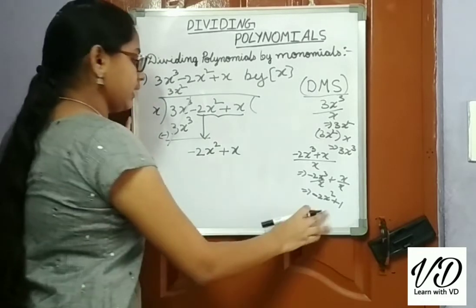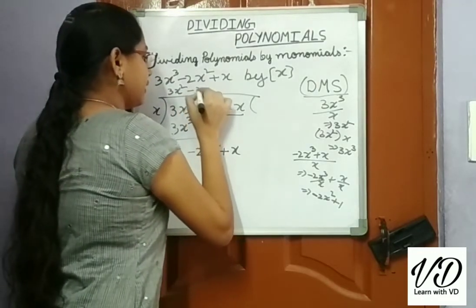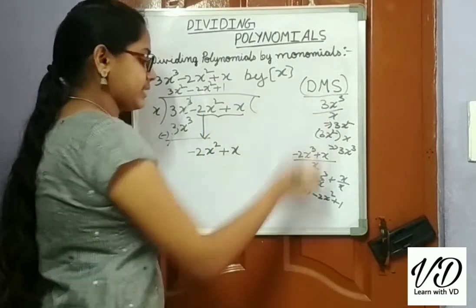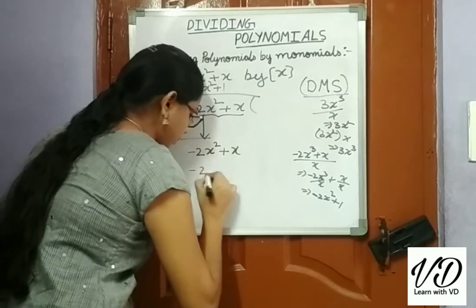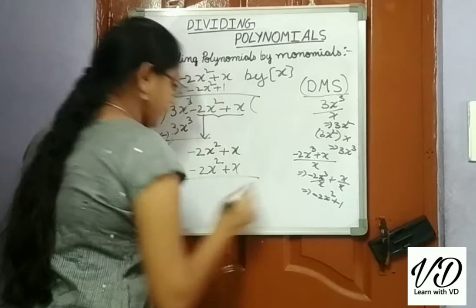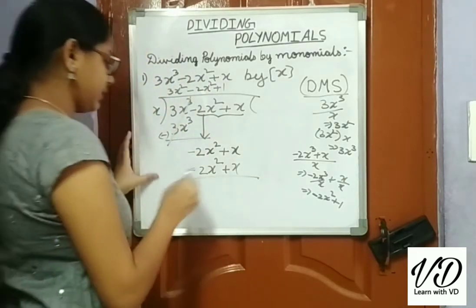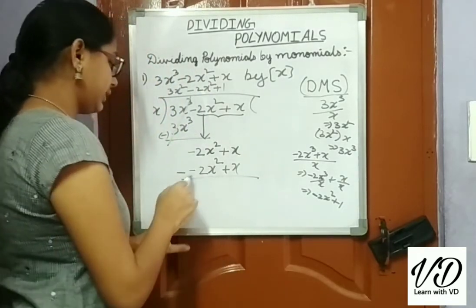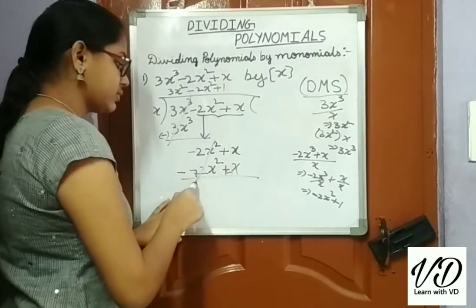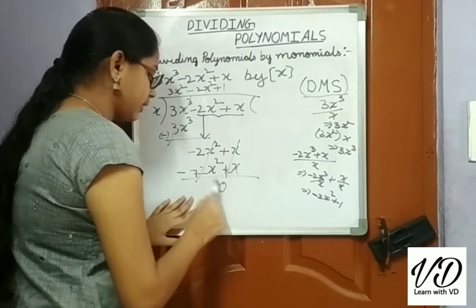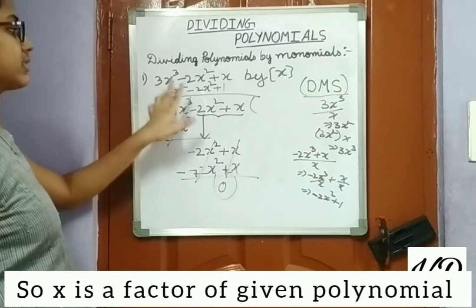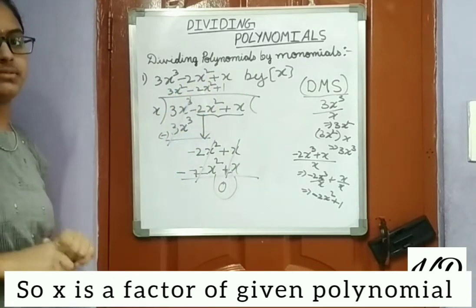So let's take this here, minus 2x plus 1. Here S stands for subtraction. So I am writing minus 2x square plus x here. Here we take a negative sign. If we take a negative sign, we will get a positive here and a negative here. So these two get cancelled and these two get cancelled. We get a remainder of 0. So we can say that x is a factor of 3x cube minus 2x square plus x.